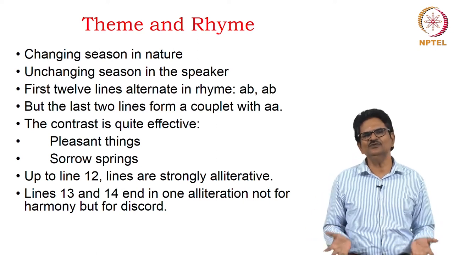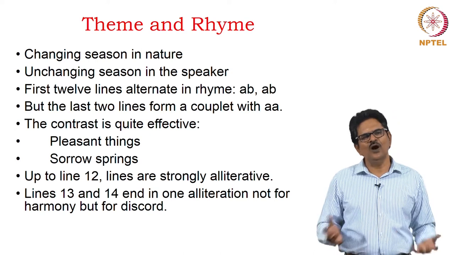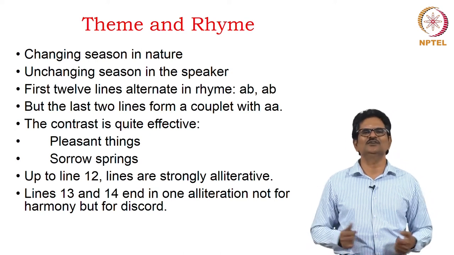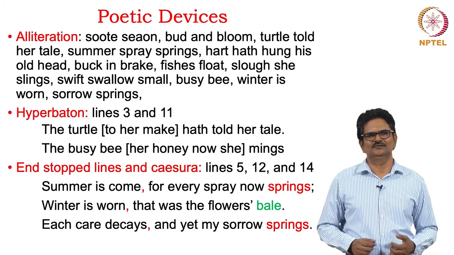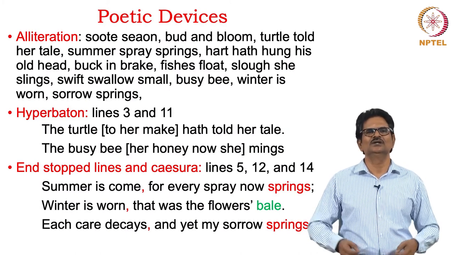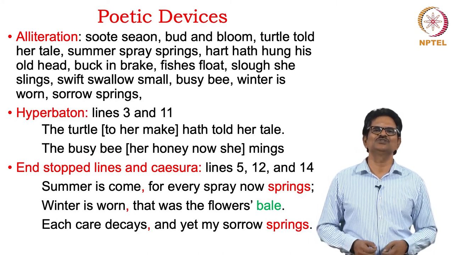This kind of effective use of theme and rhyme is found in some poems. This is a good example. There are many poetic devices that the poet has used. In this particular poem, we find alliteration to be very strong.